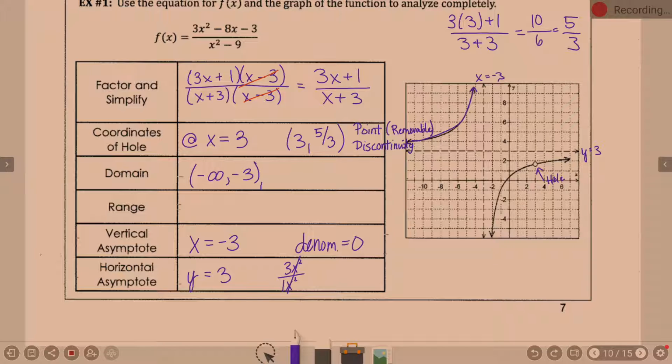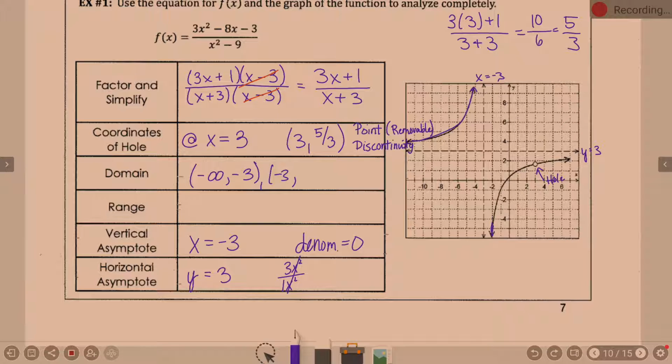Then, where's my graph pick back up? As we move left to right, it now picks back up down here. So where is this starting? What value are we starting at officially? -3 again. We just don't touch -3. That's -3 with a parenthesis.